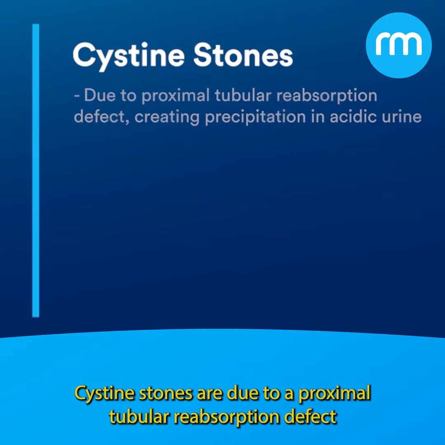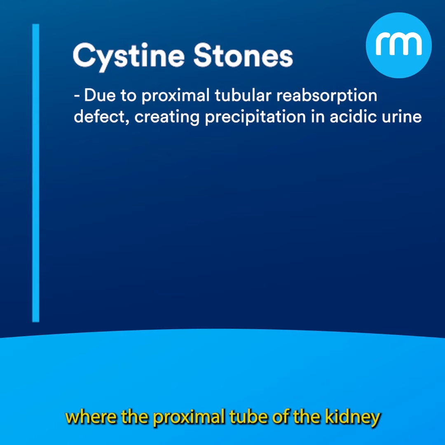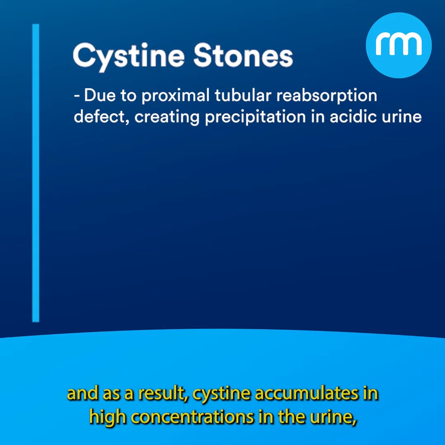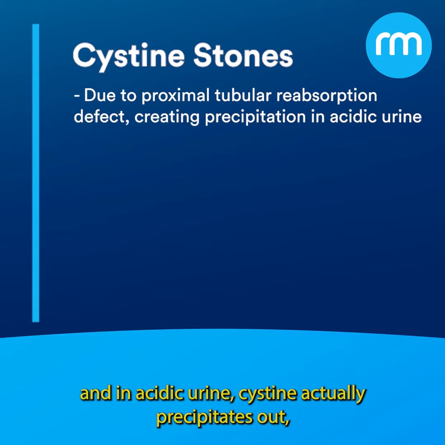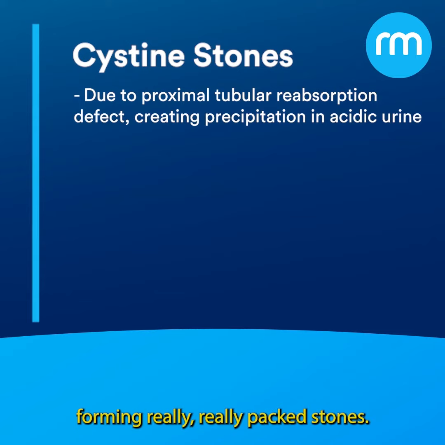Cysteine stones are due to a proximal tubular reabsorption defect, where the proximal tubule of the kidney can't reabsorb cysteine very effectively. And as a result, cysteine accumulates in high concentrations in the urine, and in an acidic urine, cysteine actually precipitates out, forming really packed stones.